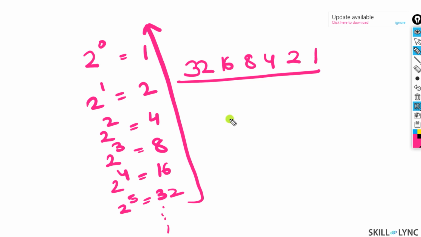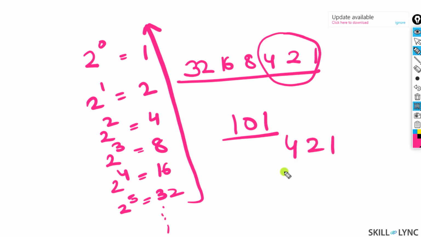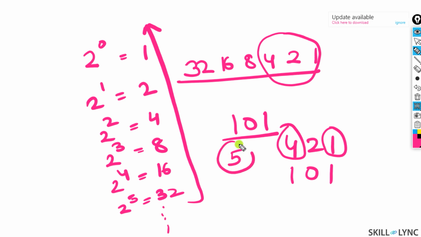Okay. For example, I am having a simple number 101. I want to find out its decimal equivalent. Now what you will do, because only 3 bits are involved, you will take only 4, 2, 1. You will write 101. So 1 is present at 4 and 1. 4 plus 1 is 5. So the answer will be 5.